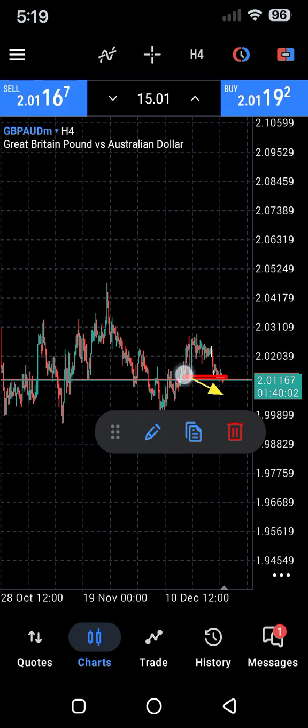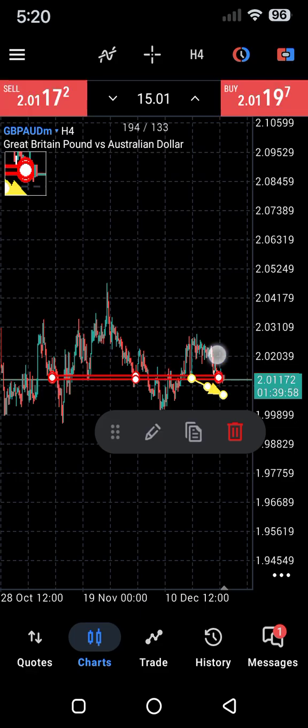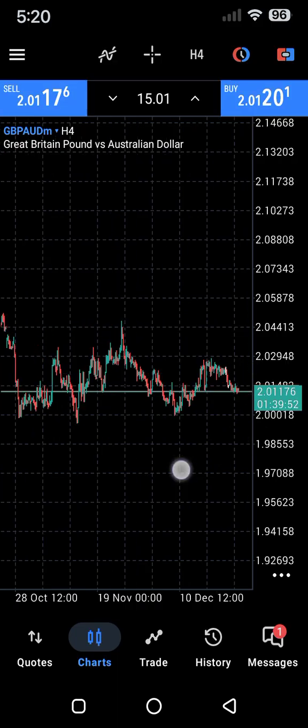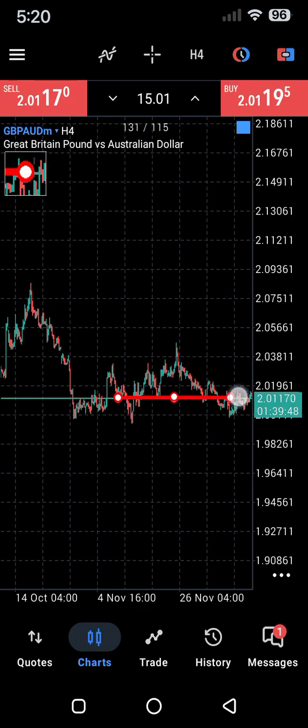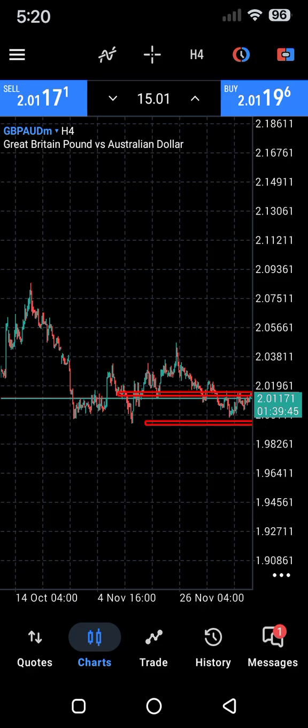But we know that in the long process, this is not the first time. Price has shown us bullish signs above this level from the past.